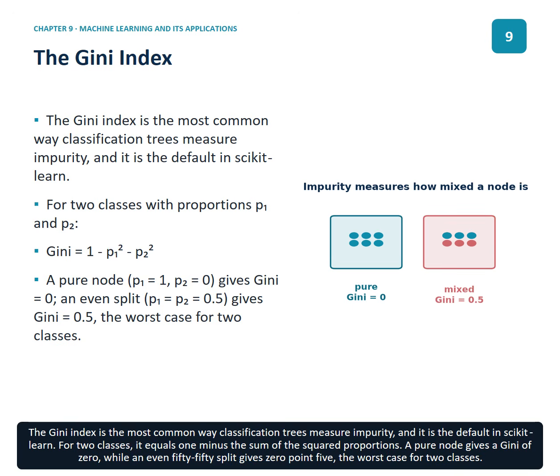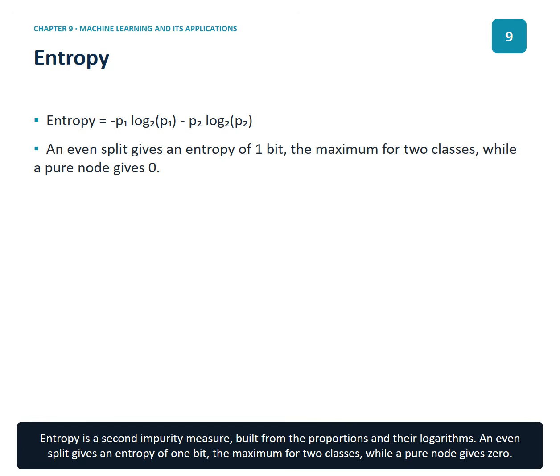The Gini index is the most common way classification trees measure impurity, and it is the default in scikit-learn. For two classes, it equals 1 minus the sum of the squared proportions. A pure node gives a Gini of 0, while an even 50-50 split gives 0.5, the worst case for two classes. Entropy is a second impurity measure, built from the proportions and their logarithms. An even split gives an entropy of 1 bit, the maximum for two classes, while a pure node gives 0.